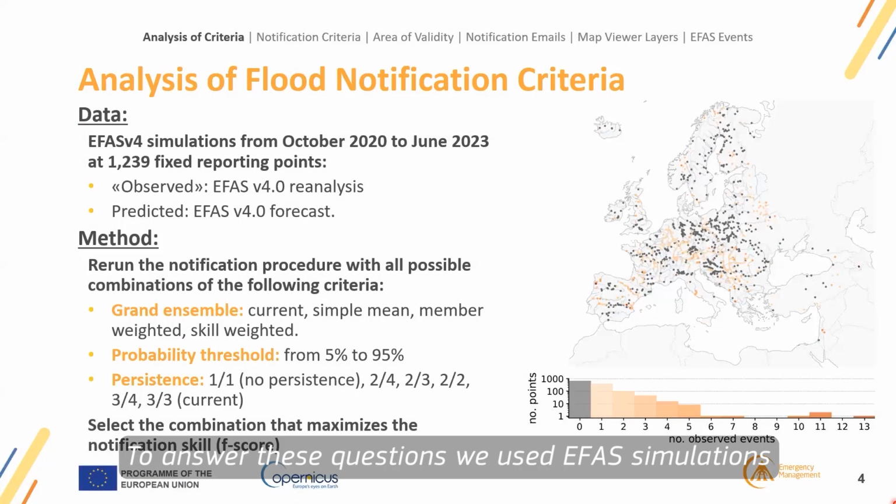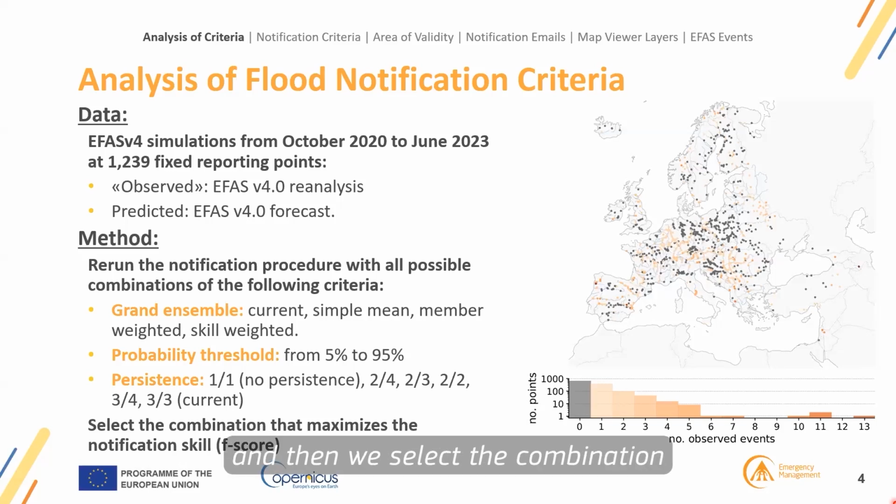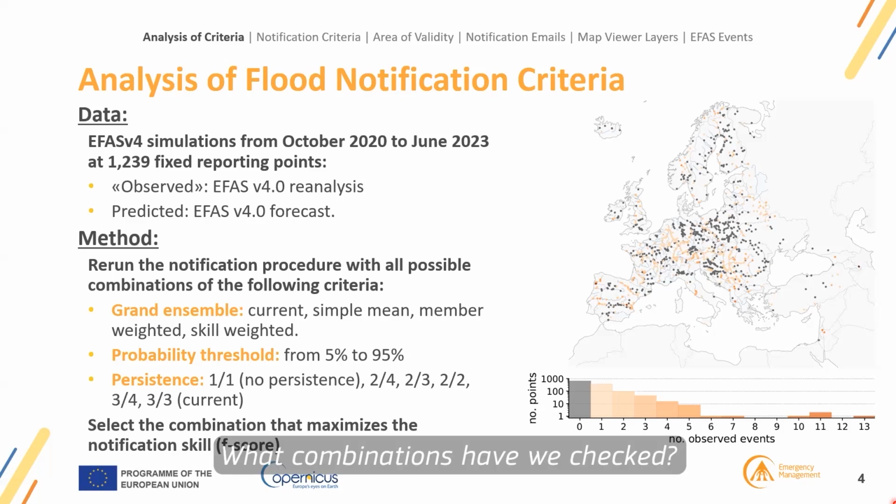To answer these questions, we used EFAS simulations from October 2020 to June 2023 at the fixed reporting points. To observe these charts, we used EFAS reanalysis, meaning simulations using meteorological observations. The predicted discharges are EFAS forecasts, meaning simulations using meteorological forecasts. And the methodology is rather simple. We rerun the notification procedure for all possible combinations of the criteria, and then we select the combination that performs better. What combinations have we checked?